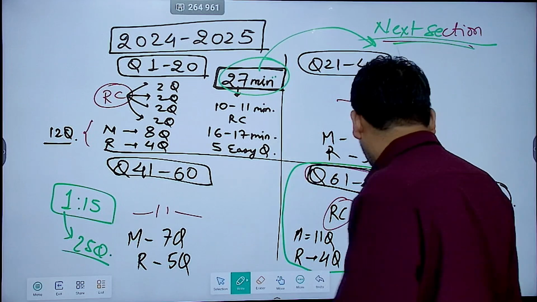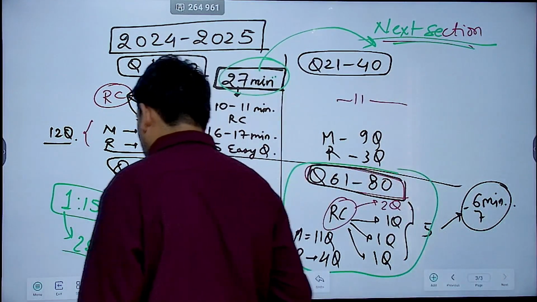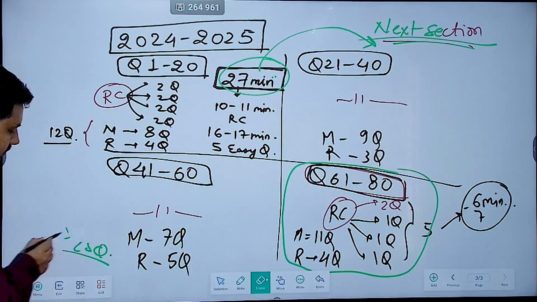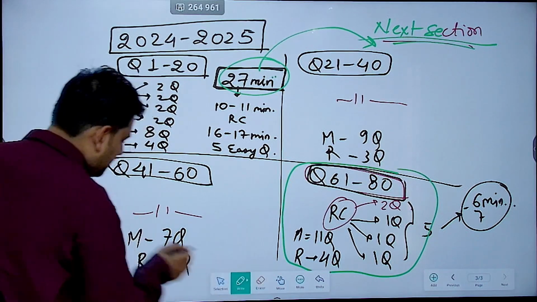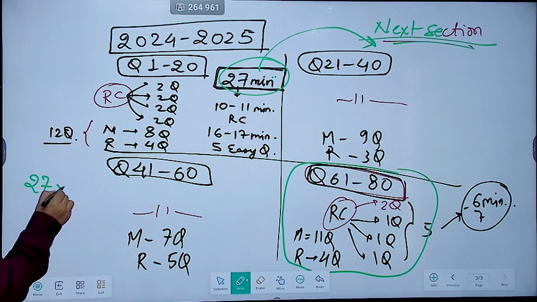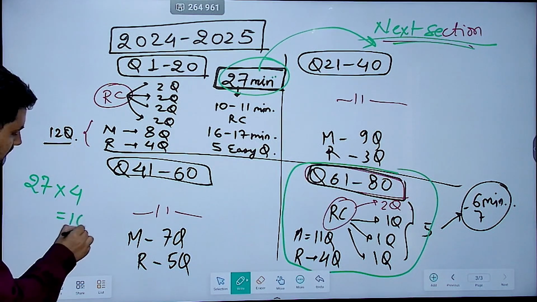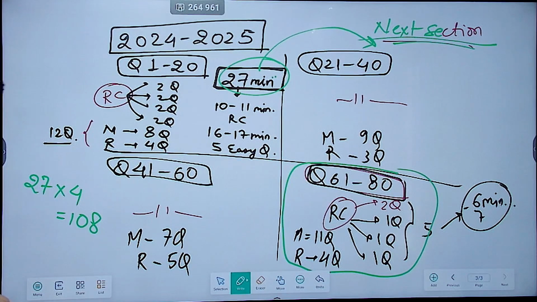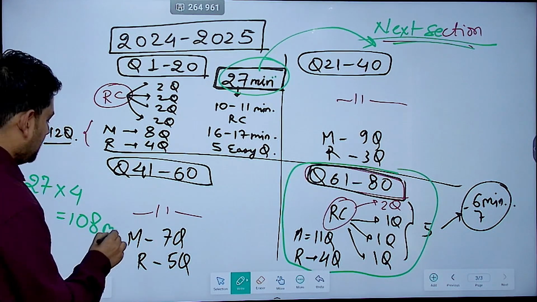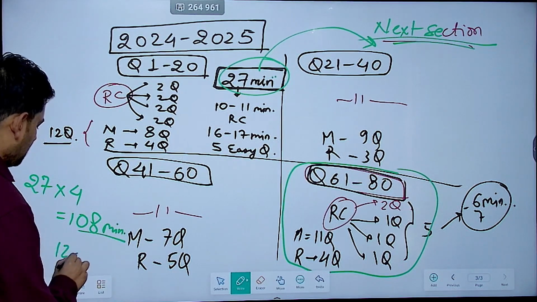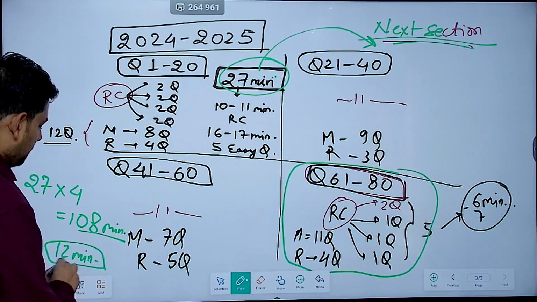Okay. Now, if you do all this calculation, it comes out to 27 minutes for each. So 27 into 4 becomes 108. Correct? 108 minutes is completed. You have a good 12 minutes for bubbling.